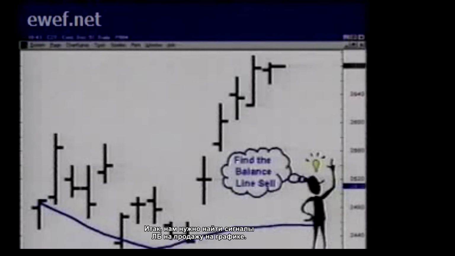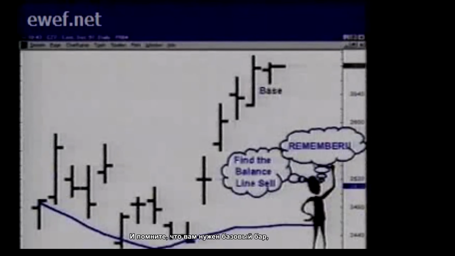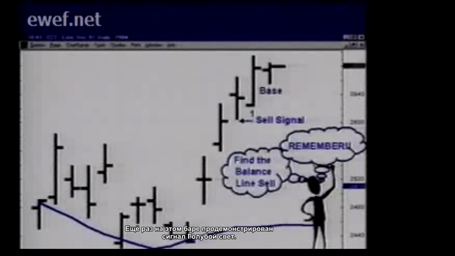So we need to find the balance line sell on this chart. And remember that you have to have a base, 1 lower low than the base, and a lower low than that one, and that becomes your current sell signal. Now, again, the blue light special is illustrated on this bar. When this was the current bar, then the sell was here. When this bar was current, the sell moved up to there, and on the current bar, the sell moved up to there. So you have a blue light special here.